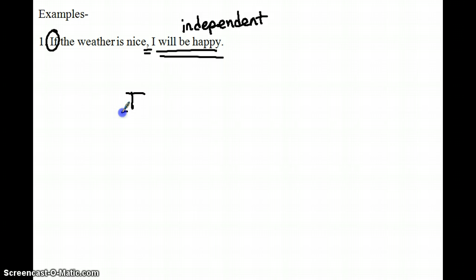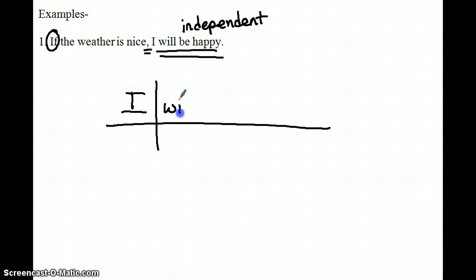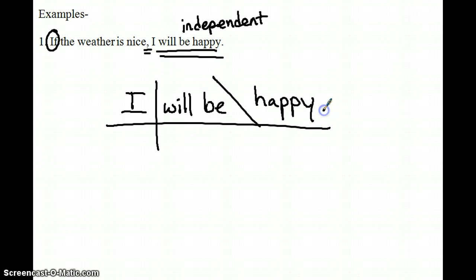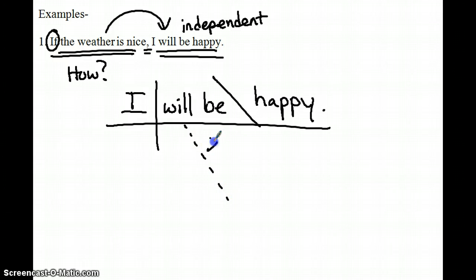So, I, what about I? Well, we've got a helping verb, will. We've got a main verb, be. Now that's a state of being. So we've got a complement, happy. Now, what does this entire subordinate clause answer about the first? Remember, it's going to be an adverbial question. It answers how you will be happy: if the weather is nice. So that's why it comes off of the verb, acting like an adverb. If is our awubis word, our subordinate conjunction, and now we just diagram.